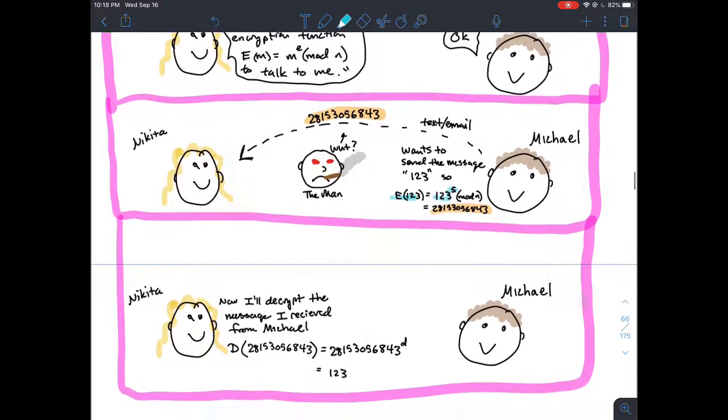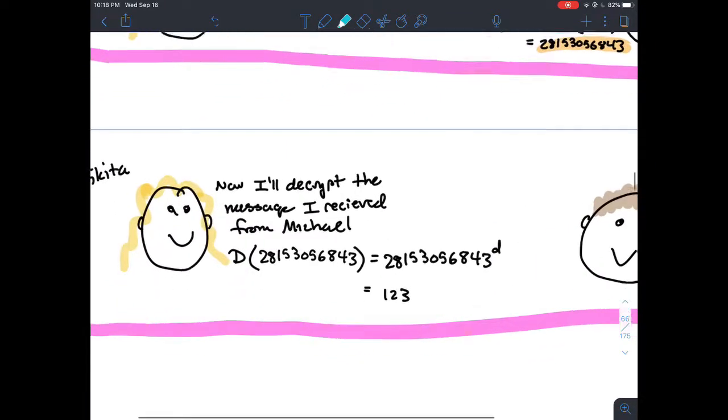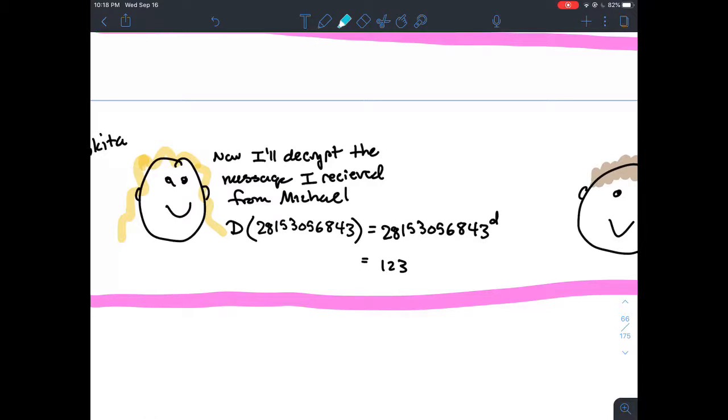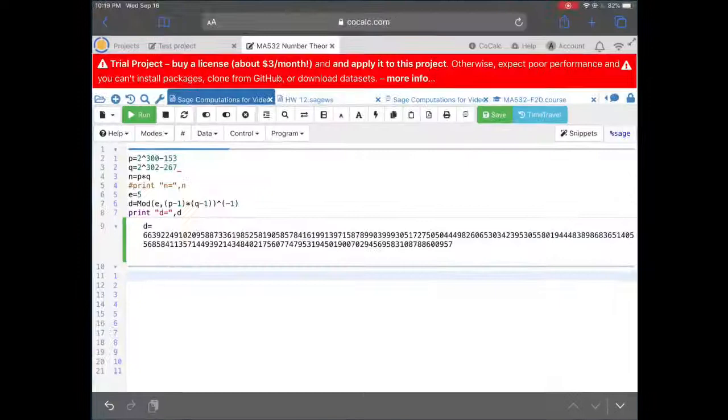So Nikita gets that in her inbox or on her phone or whatever, and she can decrypt it now. What does she need to do? She needs to take that message that Michael just sent her, the 281 blah blah blah. She's going to raise it to the dth power, and when you do that, it recovers the message 123. And again, only Nikita has that d, so that is how she decrypts that message. And so what to pay attention to, Nikita basically built the whole system and just shared how to use it so that anybody can now encrypt the message as she tells them to and send it to her more or less safely. And just to show you in Sage how some of that works.